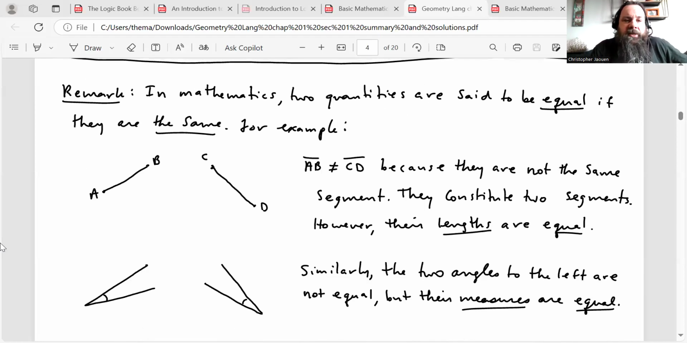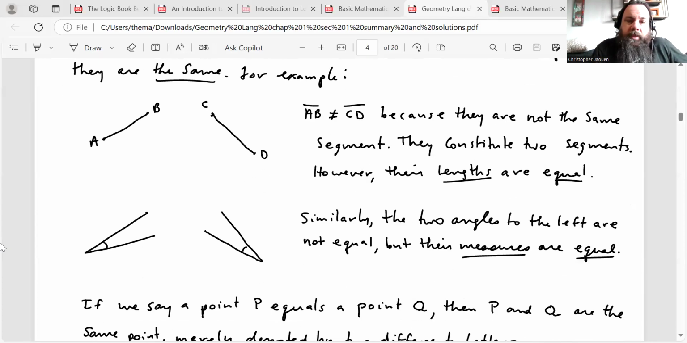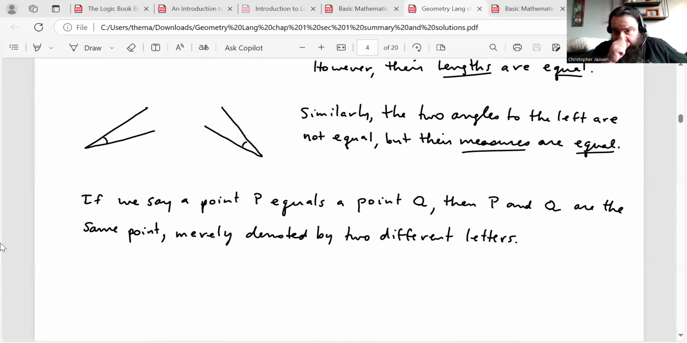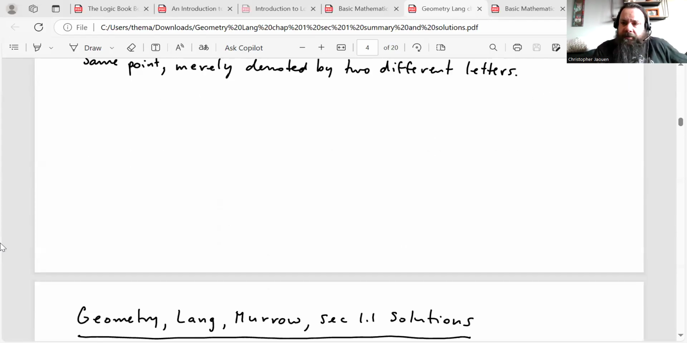So here we have 2 line segments, AB and CD, and these 2 line segments are not equal because they are not the same segment. They constitute 2 segments, however, their lengths are equal. So they have the same length or equal lengths, but they are not the same line segment because they don't lie on the same line, according to the definition that we had up above. Similarly, the 2 angles to the left are not equal, but their measures are equal. If we say a point P equals a point Q, then P and Q are the same point, merely denoted by 2 different letters. All right, and I think that's section 1.1.